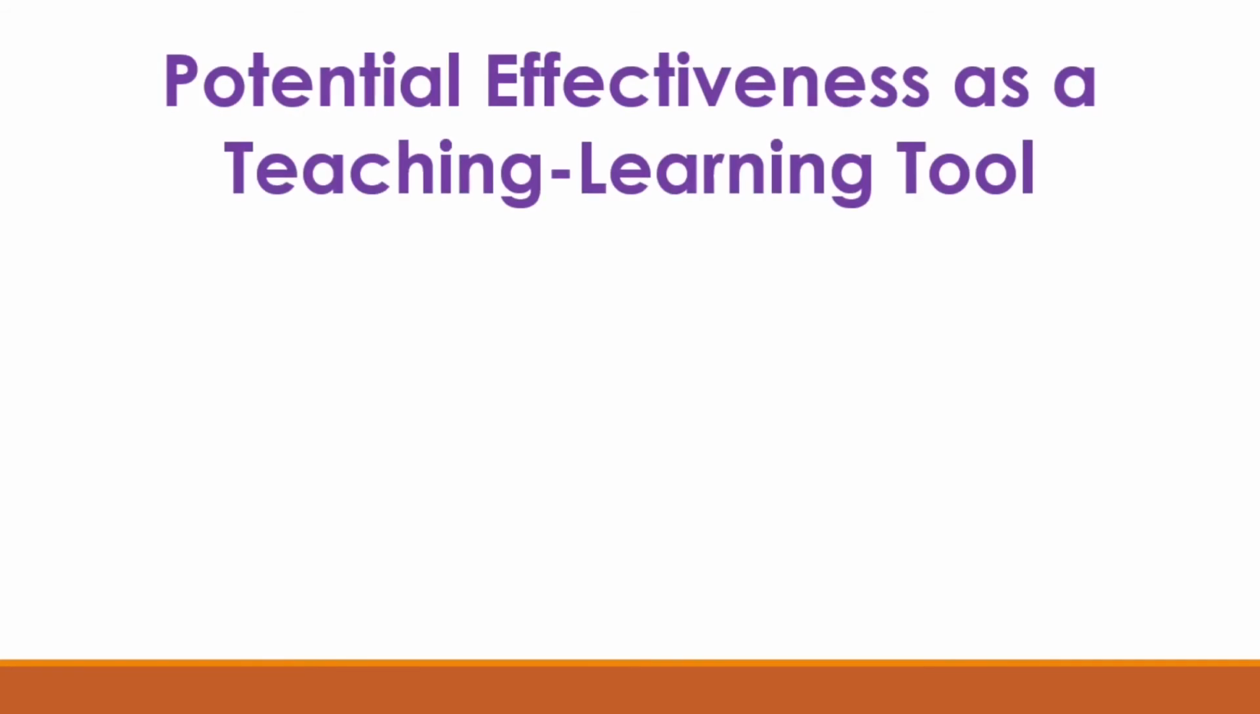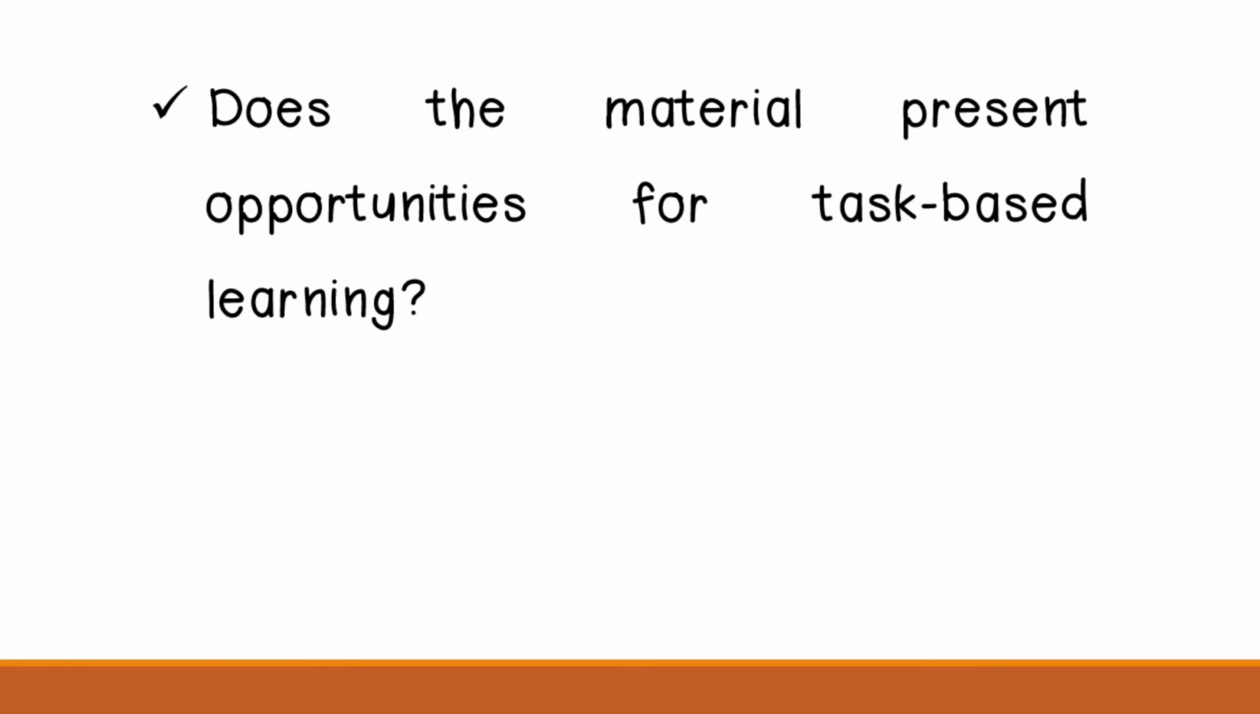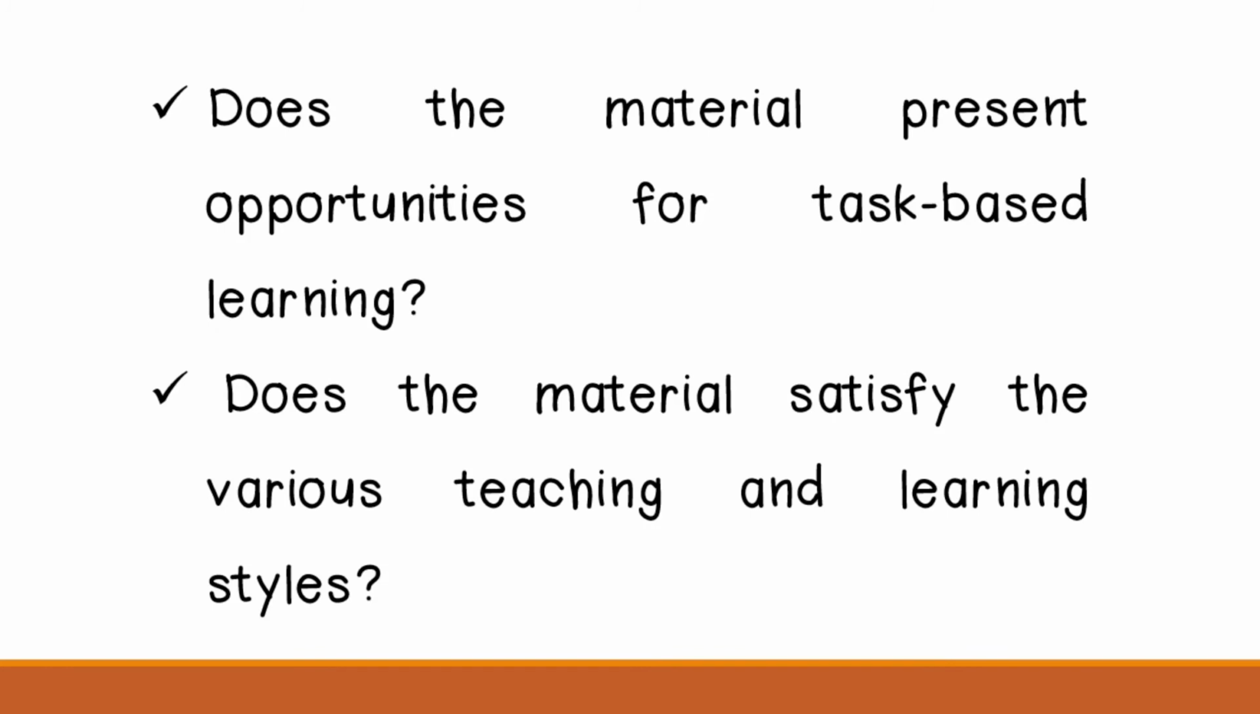Our third category is the potential effectiveness as a teaching learning tool. In this category, we will determine the extent to which the learning material can be adapted and enables you to deliver task-based learning that meets individual needs. We should remember that teaching material should be engaging and it should spark in students' interest. It should also be appropriate material by skill level, language ability, cognitive capability, and learning style. Here are some examples of questions that we will see in this category. First is, does the material present opportunities for task-based learning? Or does the material satisfy the various teaching and learning styles?